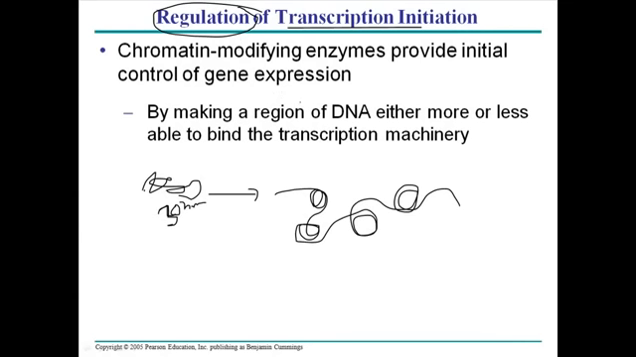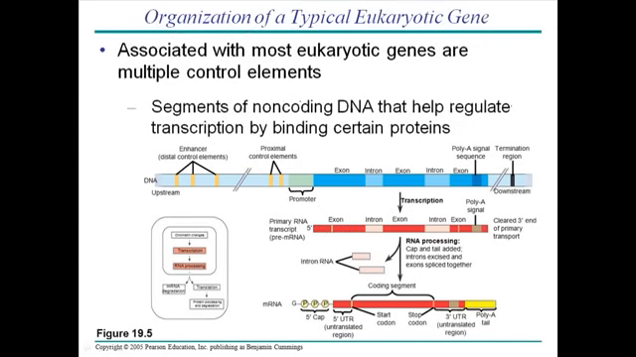Okay, so by making a region of DNA either more or less able to bind with transcription machinery, they can control it. You can find the typical structure of a eukaryotic gene in this picture. This picture is really important for understanding the eukaryotic genome system. Most of the time we have exons, which are the functional part, and we have introns, which are the non-functional parts.